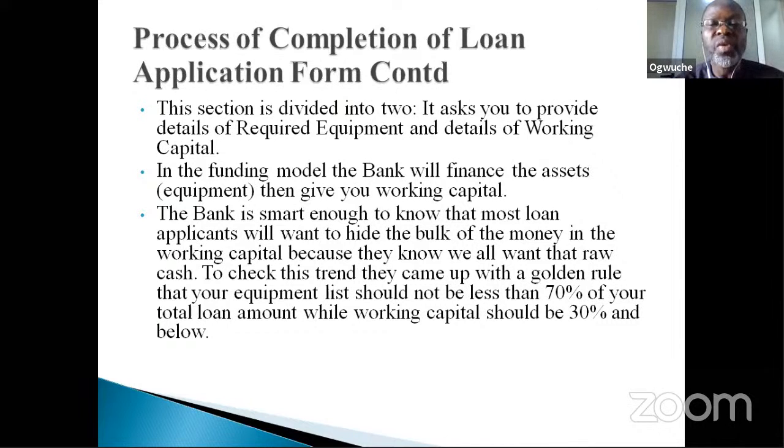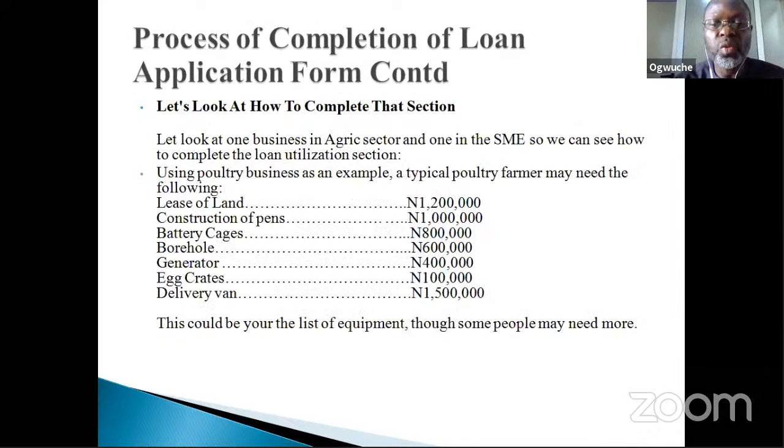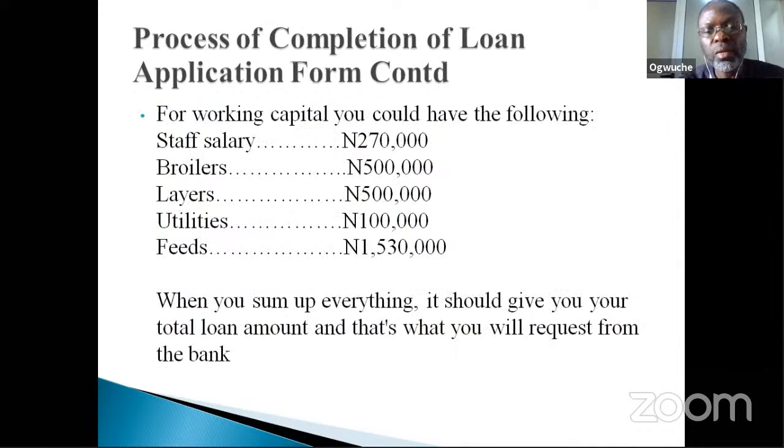So if you're taking 10 million, for example, 70% of that 10 million is 7 million. That will go into the equipment. So all of those items which we listed, the construction of pens, battery cages, borehole, generator, crates, delivery vans, are seen as equipment, while lease of land is working capital. So 70% of the 10 million will go into that, and 30% will go for working capital.